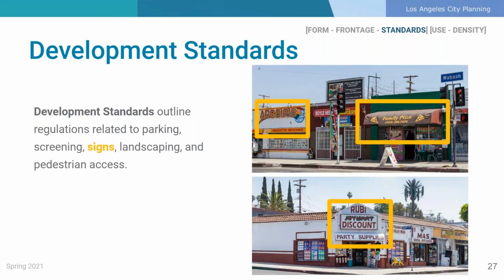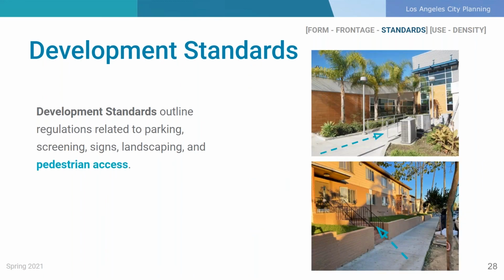Development standards also set the type of signs allowed, as well as the amount and size of signs allowed. Here we see examples of signs found throughout the neighborhood. Pedestrian access standards ensure easy access to building entrances from the public right-of-way and facilitate movement for all users.